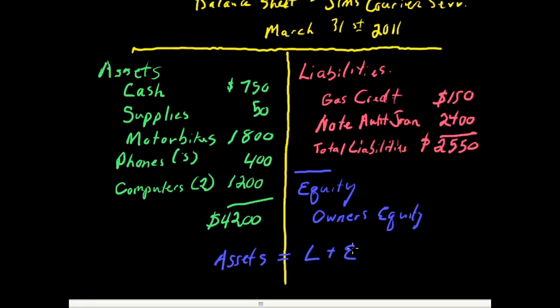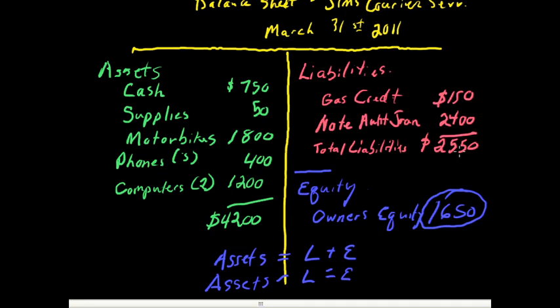Okay, so we're going to do the math here. Another way that you could express that equation is assets minus liabilities equals equity. So we're going to do that math. We're going to take our assets over here of $4,200. We're going to subtract from that our total liabilities of $2,550, and that's going to give us the total owner's equity, which is $1,650. That is the owner's equity.